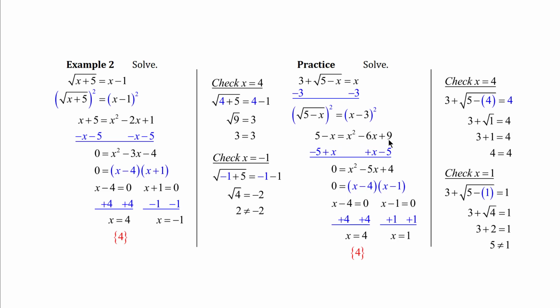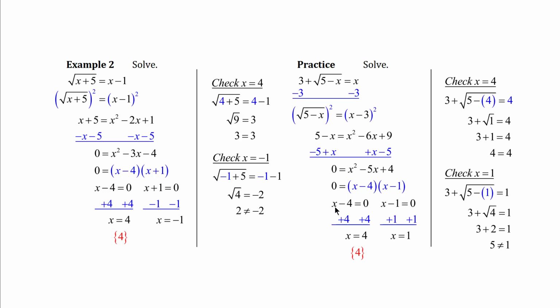Next, we set the equation equal to 0 by subtracting 5 from both sides and subtracting x from both sides of the equation. We get 0 equals x squared minus 5x plus 4. Next, we factor. We get 0 equals parentheses x minus 4 times parentheses x minus 1. Next, we use the zero factor property. We get x minus 4 equals 0, x minus 1 equals 0.